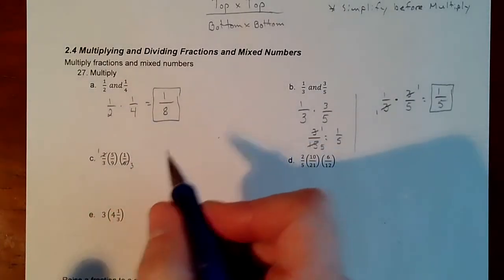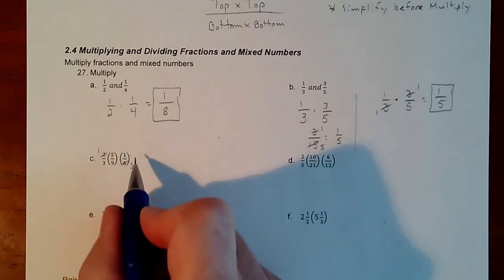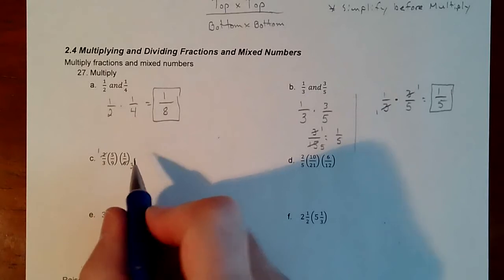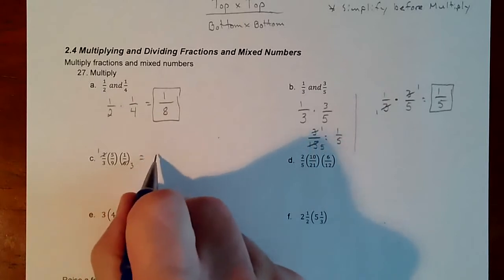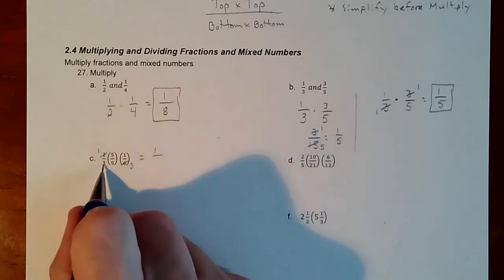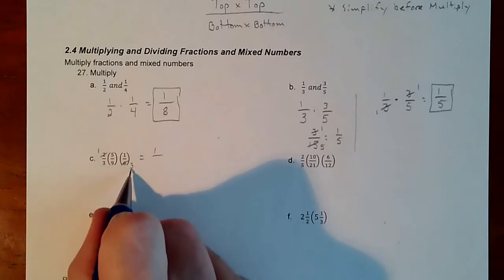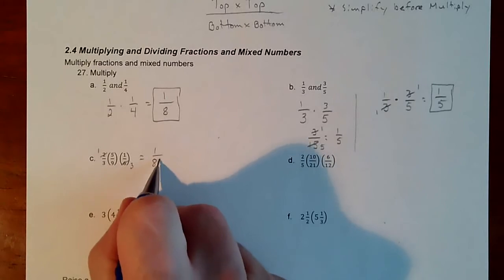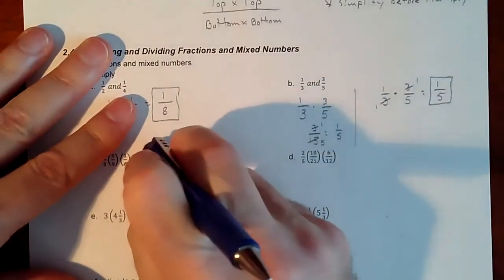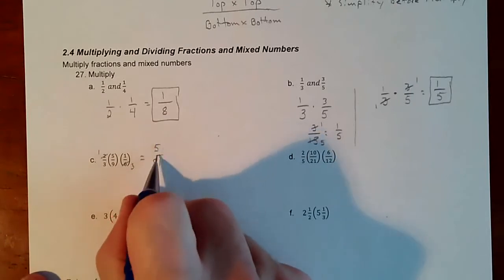It also guarantees that if I've taken care of every single number on the top and compared it to every single number on the bottom, and I can't simplify anything else, I won't be able to simplify my final answer either. So if I multiply all the tops together, 1 times 5 times 1 is 5. And then 3 times 9 times 3. I'll do the 3 and the 3 together first, which is 9, times the other 9 makes 81.